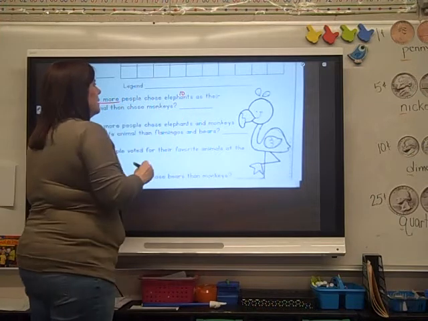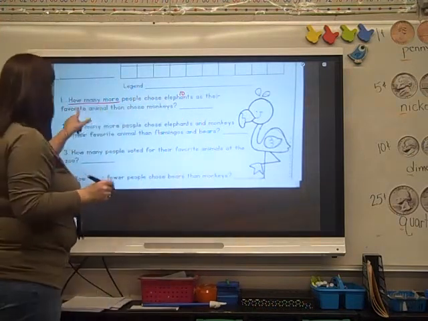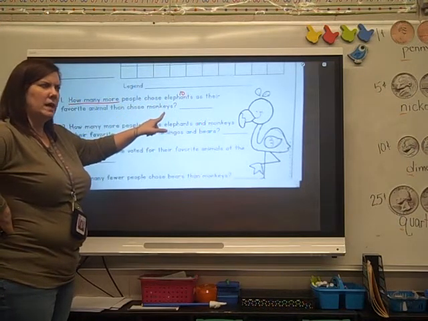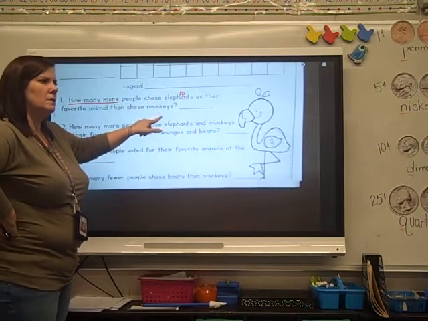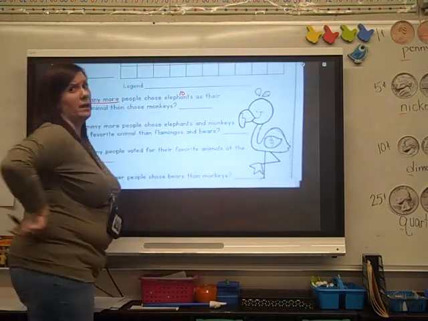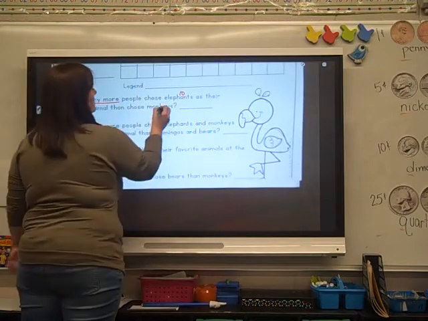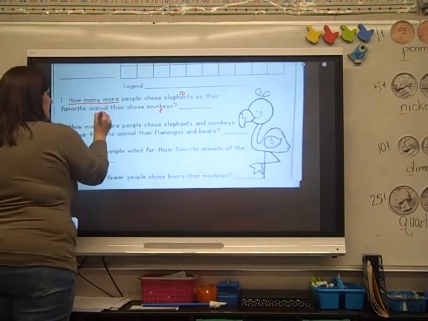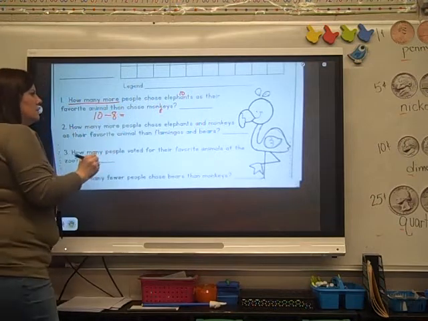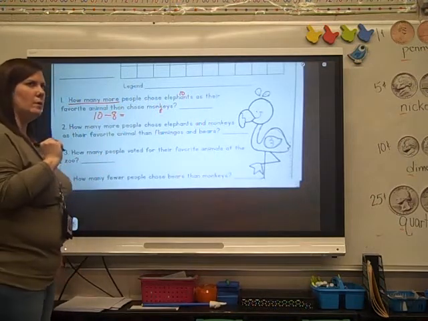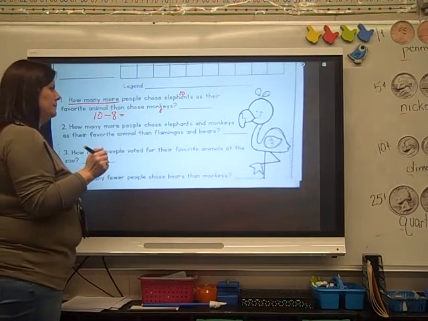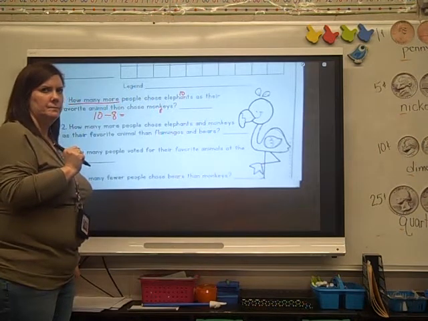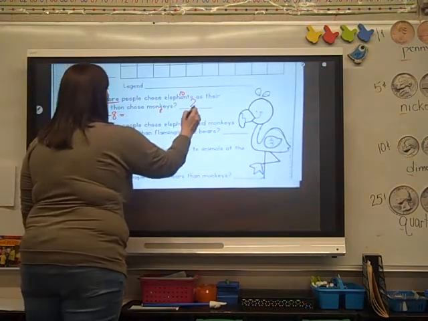Elephants was 10. How many more people chose elephants as their favorite animal than chose monkeys? How many was monkeys? 8. You guys should have known that. So how many more? Write a little subtraction problem. 10 subtract 8 equals. Do that on your number line, or if you know it right away. What is 10 subtract 8? Hope you got 2.